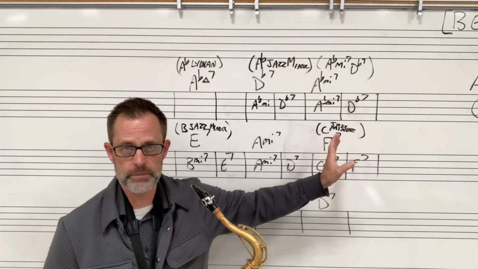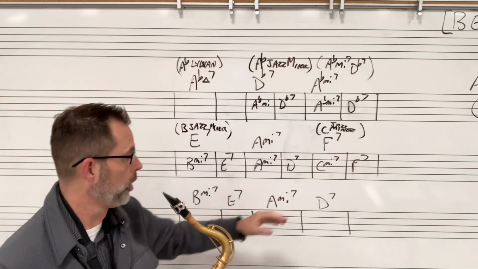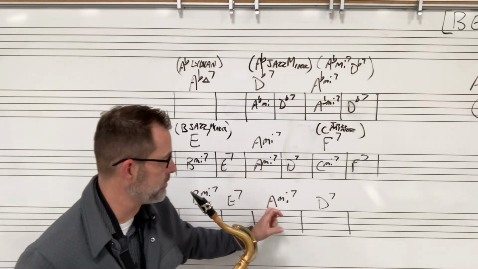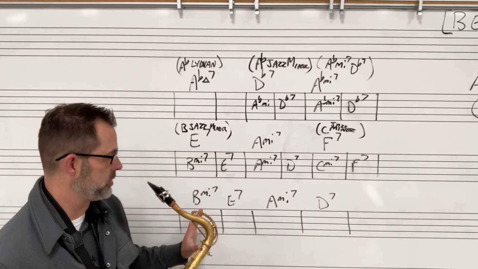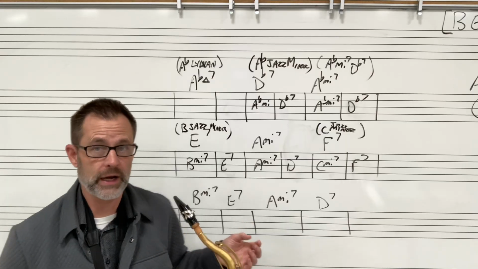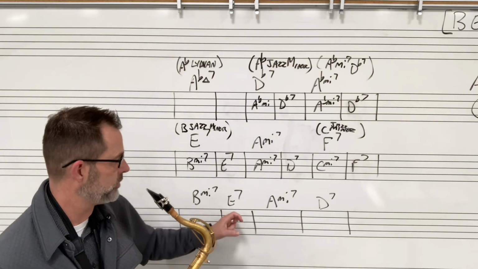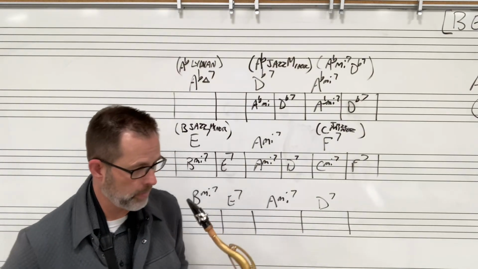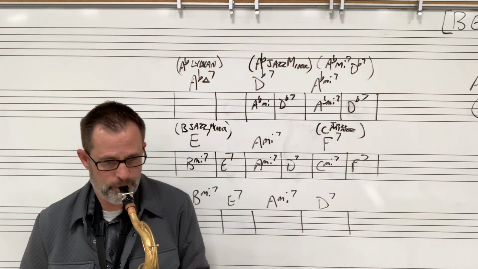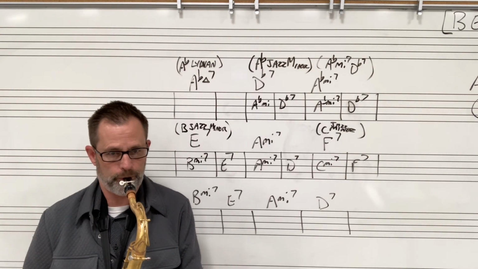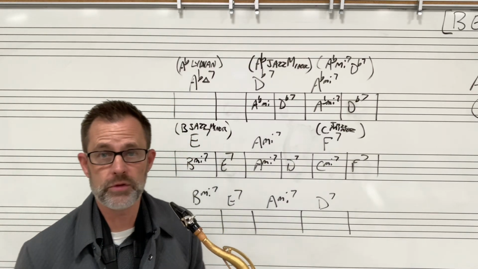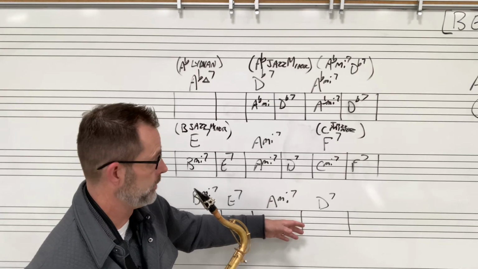That really doesn't matter. Either one of those will work. And now here I've just got B minor, E7, A minor, D7. So we should recognize that right away as a turnaround. 3, 6, 2, 5. Key of G, 3, 6, 2, 5. So now I've got vocabulary that I could do over that turnaround.